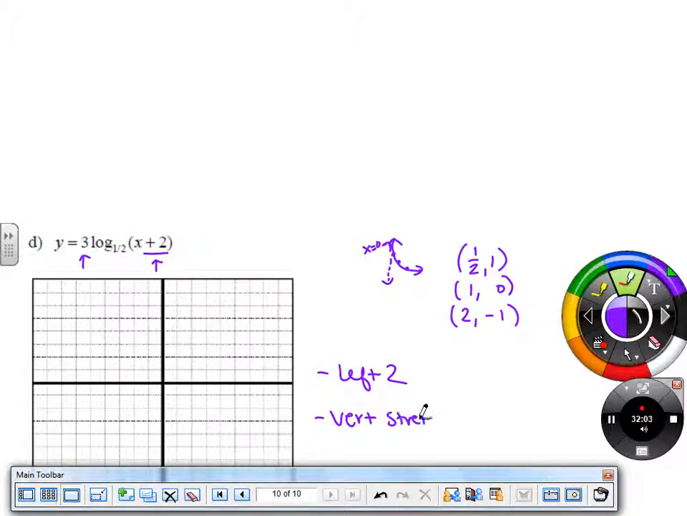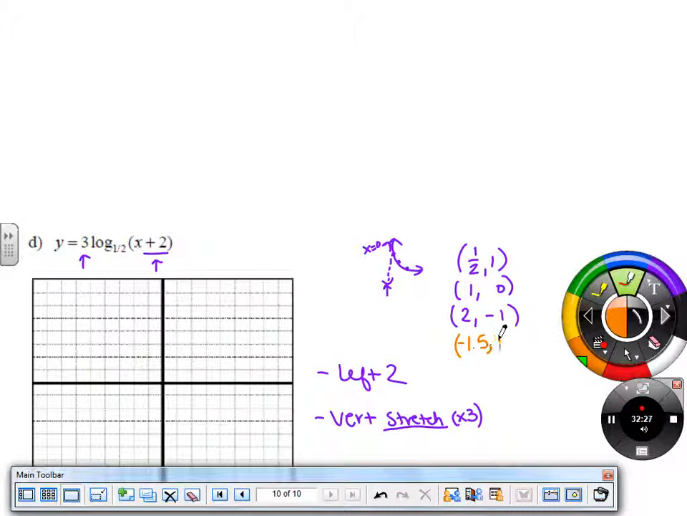times 3. Now, in this case, to stretch it vertically, since the asymptote is here, I cannot measure vertically from this asymptote. It doesn't make sense. So this time when I'm stretching, I'm going to be stretching from the vertex point, and I'll show you guys what that looks like. So the first thing I'm going to do is move everything left 2. Remember what that's going to do to my points. This is a horizontal change.